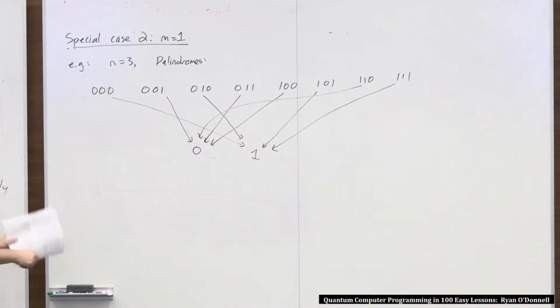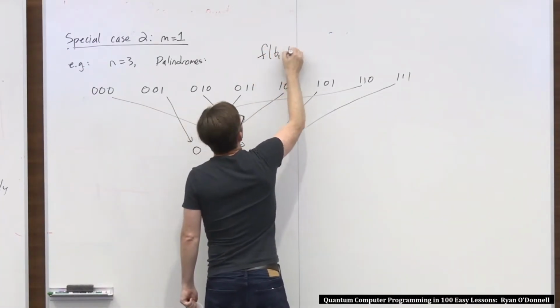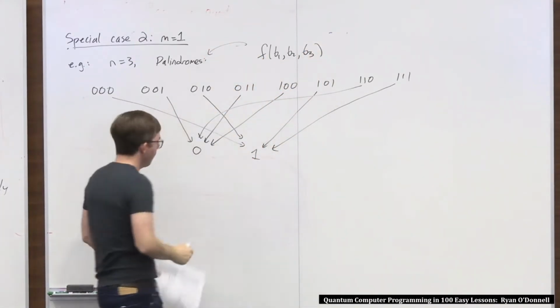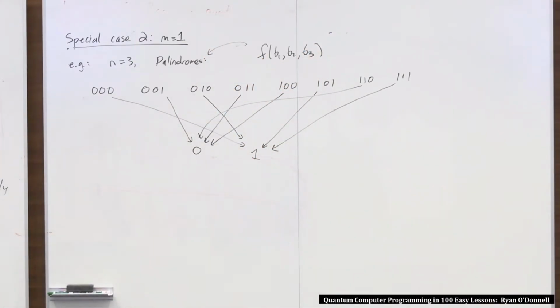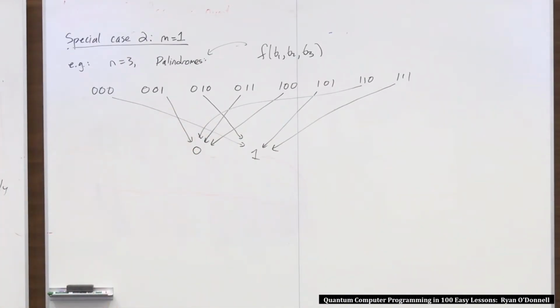But yeah, so maybe I have 3 bits here. I'll call them B1, B2, B3. But maybe it's palindromes. OK, so you look at this, and you're like, well, this is most definitely not reversible. I mean, the number of input bits and the number of output bits is not even the same. So it's literally impossible for quantum code to do this, because quantum code is always undoable. It's always reversible. So this is not possible.